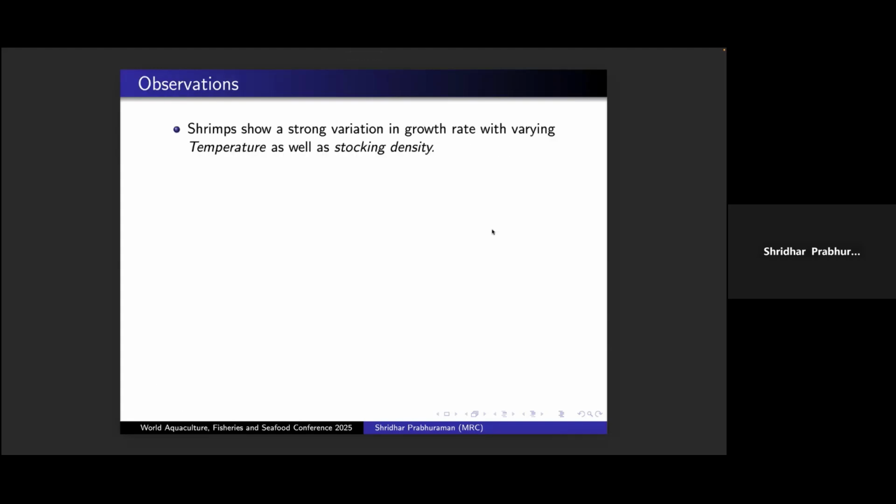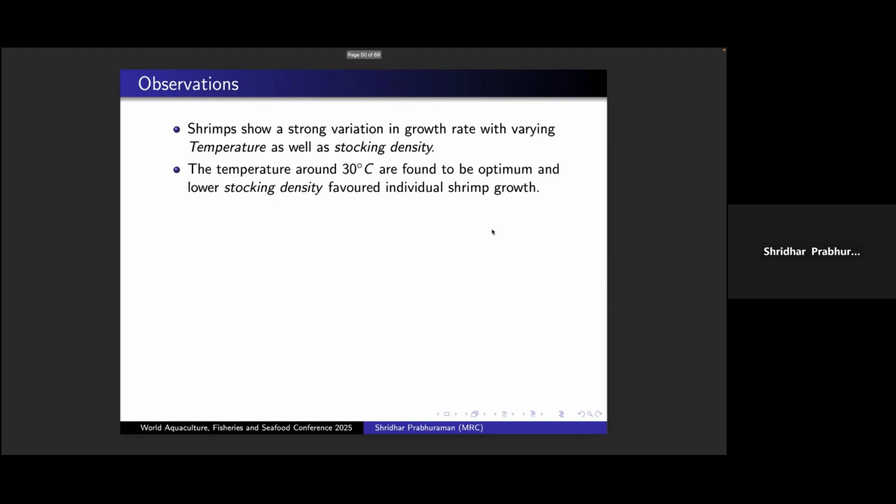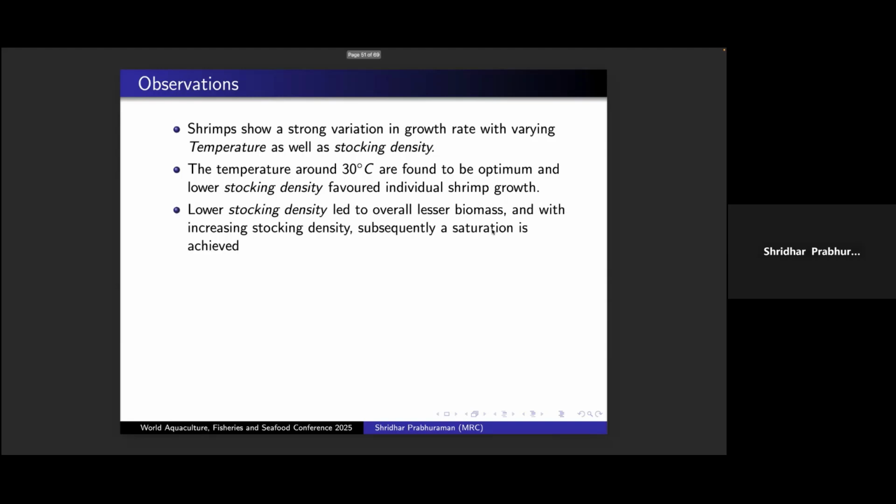Now, coming to some observations, we see that shrimp show a strong variation in growth rate with varying temperature as well as stocking density. A temperature around 30 degrees was found to be optimum, and the lower stocking density favored individual shrimp growth. Of course, the higher stocking density favored the overall biomass, but only up to a certain point before the growth rate decline starts hitting.